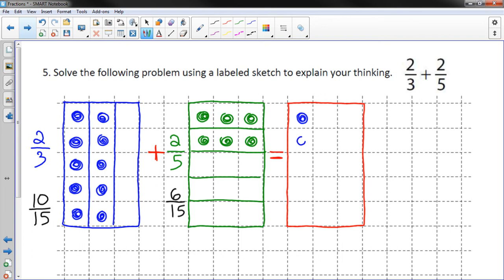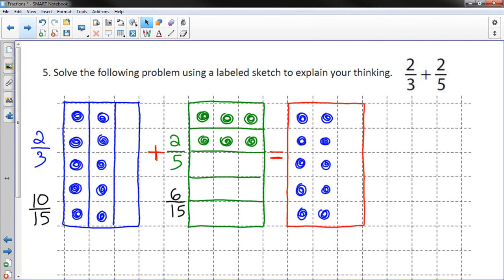1, 2, 3, 4, 5, 6, 7, 8, 9, 10 from the first one. And then I have 6 from the second one. 1, 2, 3, 4, 5. Uh-oh, I filled it up and I still need a place to put one last square or circle. If this happens to you, that means you have more than one whole.